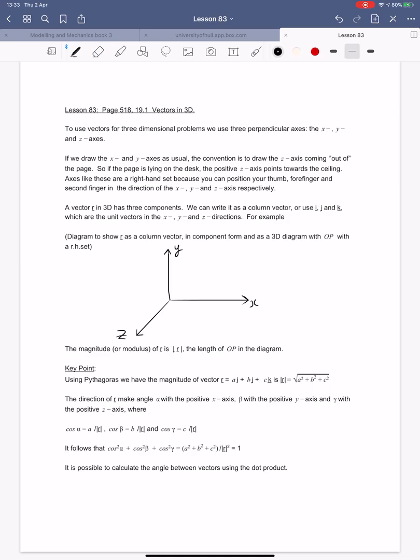So a vector R in 3D has 3 components. So let's put this over here somewhere. How about there? Okay. Hopefully you can see this in 3D in a minute. We can write it as a column vector or use i, j and k, which are the unit vectors of the x, y and z directions. For example, a diagram to show R as a column vector in component form and as a 3D diagram with OP as a right-handed set. Right, so there's O to P.